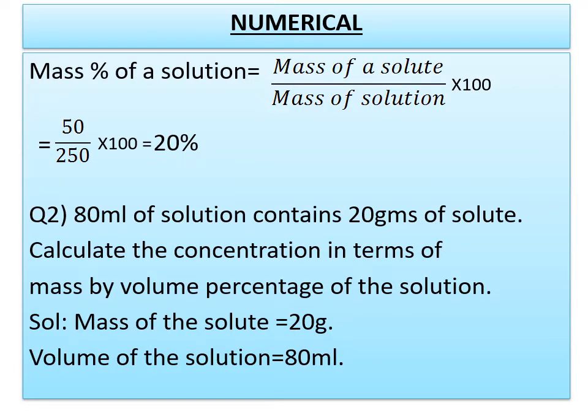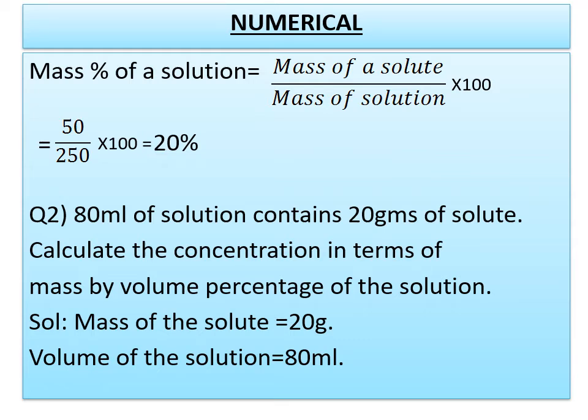Mass percentage of a solution. I told you, mass by mass percentage or mass percentage of a solution, the formula is mass of a solute by mass of a solution into 100. So mass of a solute is given as 50. Mass of a solution we found to be 250, into 100. So 0 gets cancelled. 5 ones are 5, 5 fives are 25, into 100. That means 100 by 5. That gives you 20%. So you have to write the percentage symbol here. I hope, children, you have understood.